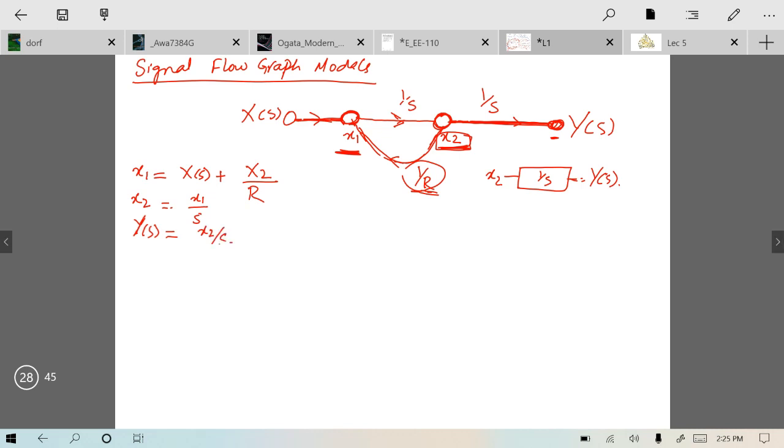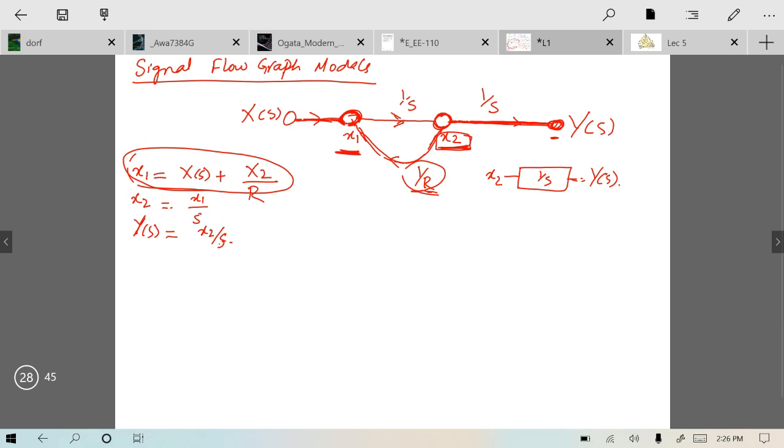Simple. So you can write equations for node variables using either KCL or whatever signal is entering into this node. There are two signals entering into this node. One is x1 and another is x2 over r. Similarly, there is only one signal entering into this x2 node, that is x1, multiplied by 1 over s. So x2 is equal to x1 over s. Similarly, for y of s, it is x2 over s.